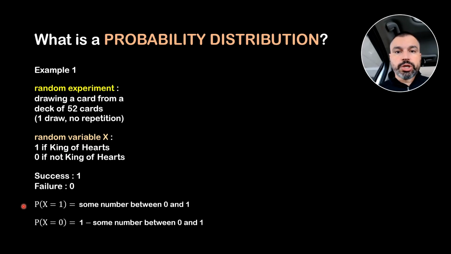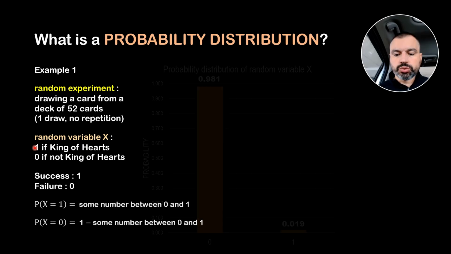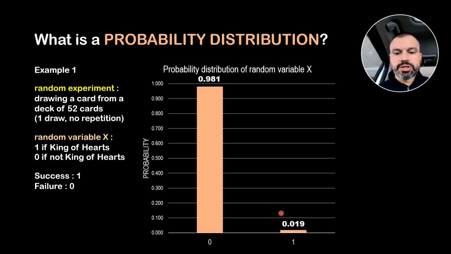And it turns out that we know the probability of success. The probability of drawing a King of Hearts is 1 over 52. In other words, it's a 0.019 probability, or 1.9% chance of drawing a King of Hearts. Therefore, the probability of failure is 1 minus this value, which gives us a probability of 0.981, or a 98.1% chance of failing, of drawing any card that's not the King of Hearts. And that, my friends, is the distribution of this particular random variable x.